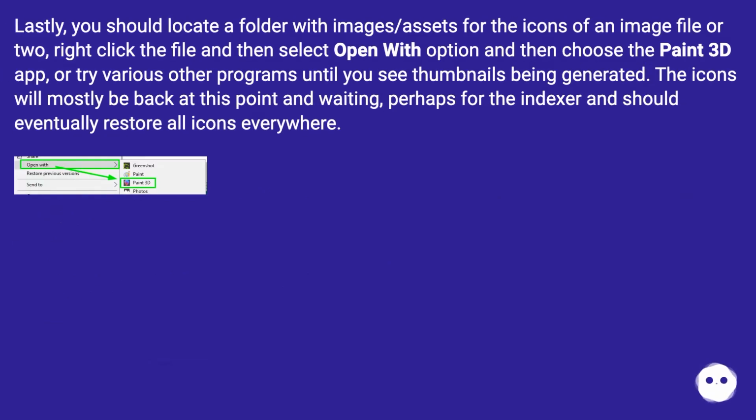Lastly, you should locate a folder with images or assets for the icons, and find an image file or two. Right-click the file and then select the Open with option and then choose the Paint 3D app, or try various other programs until you see thumbnails being generated. The icons will mostly be back at this point, and, waiting perhaps for the indexer, it should eventually restore all icons everywhere.